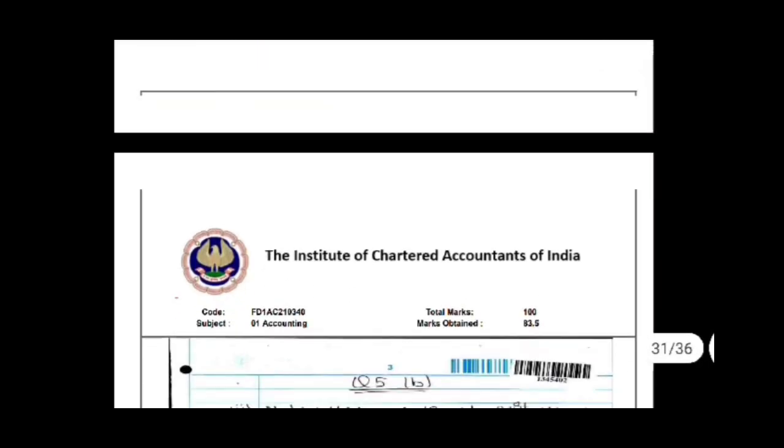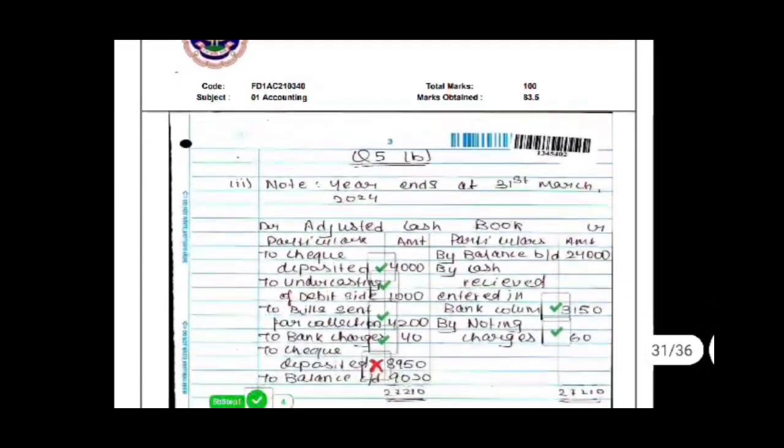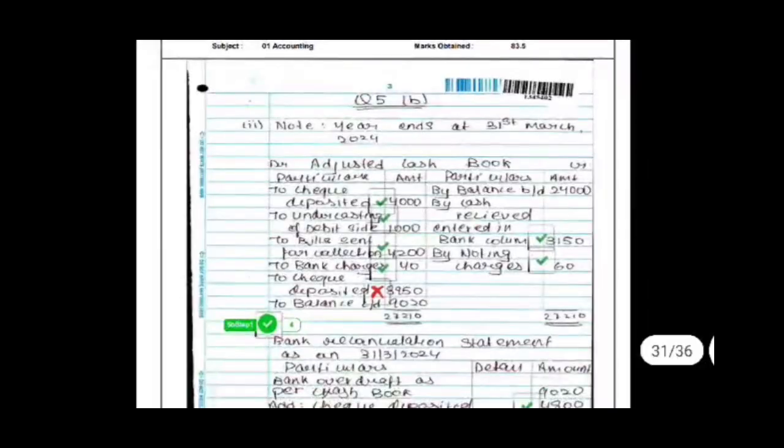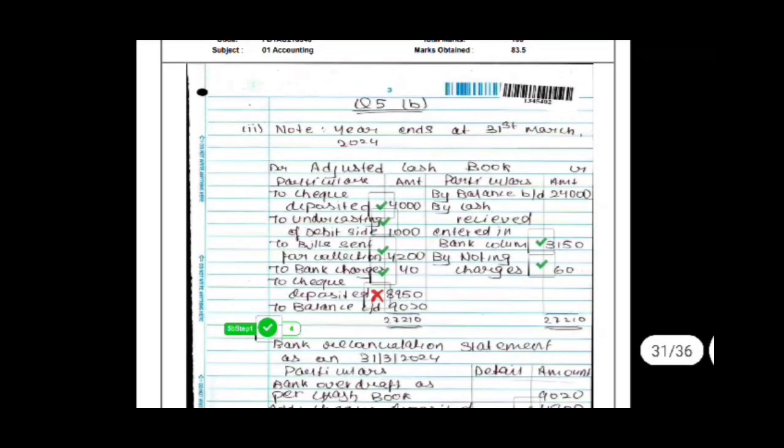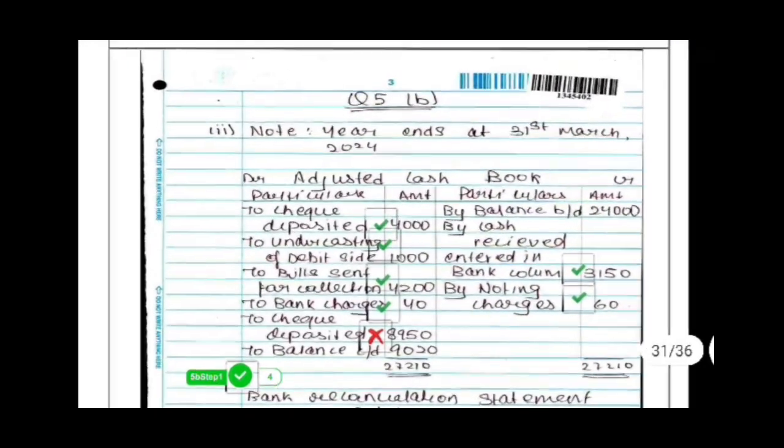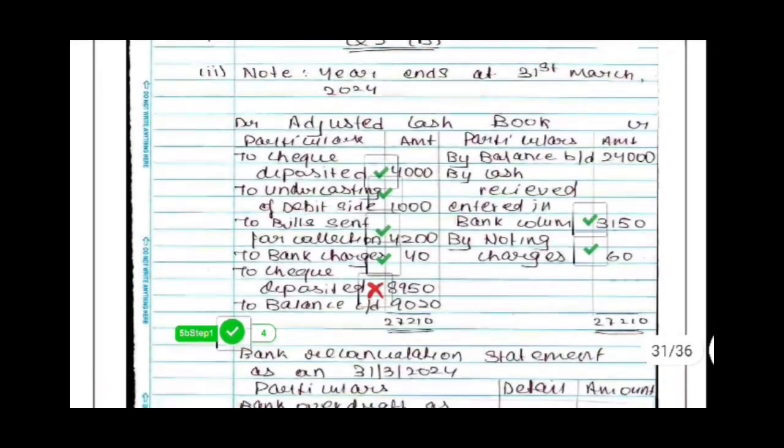For question 5B, I made a blunder. It was a bank reconciliation statement question. Still they cut only 1 mark for it, and I scored 4 out of 5. I made an adjusted cash book. I've written a note: assuming the year ends at 31st March 24. I made the adjusted cash book, but even if you don't make it, it's okay.